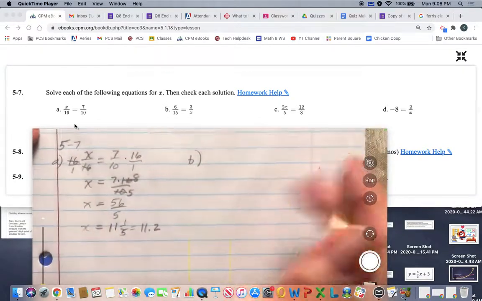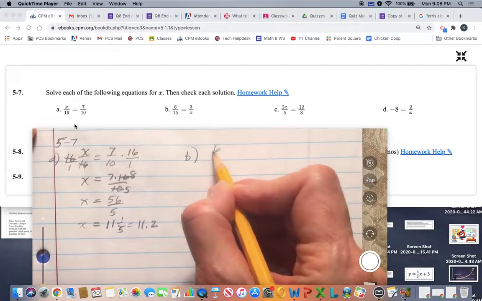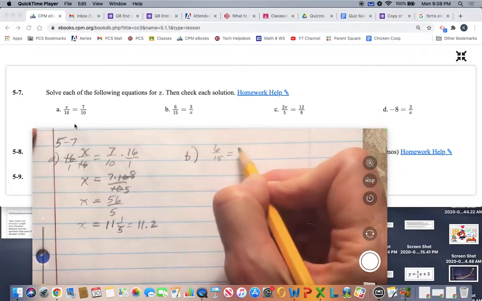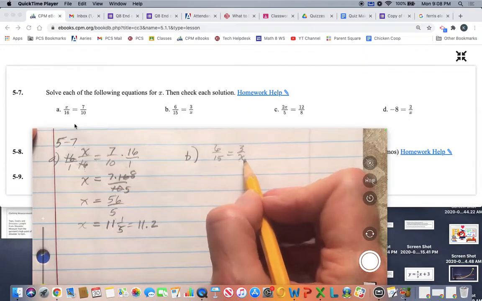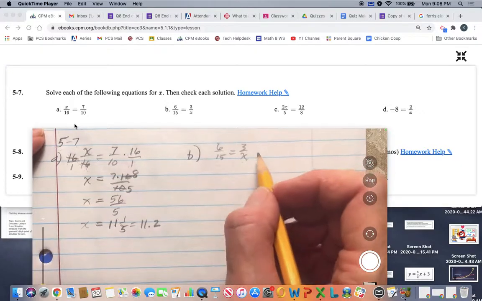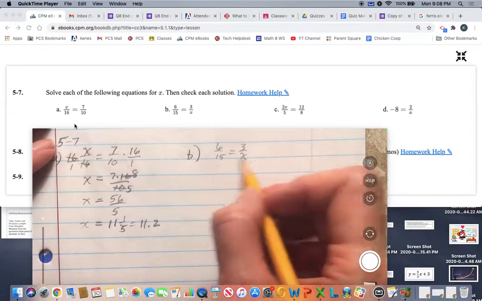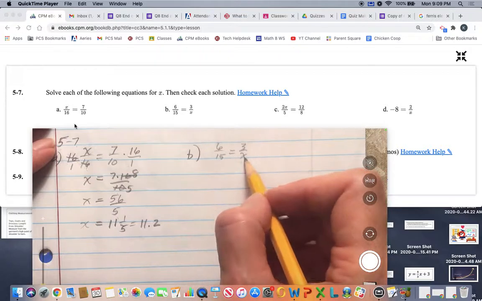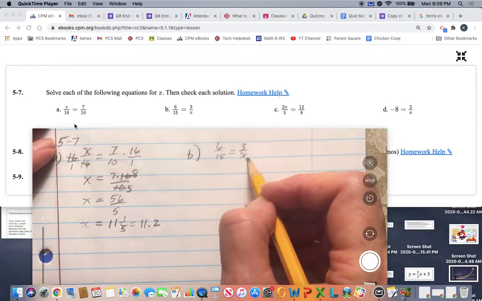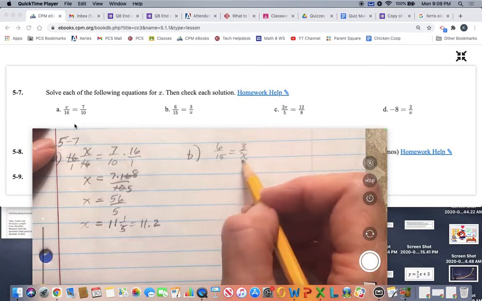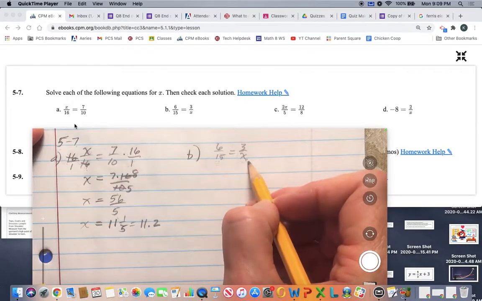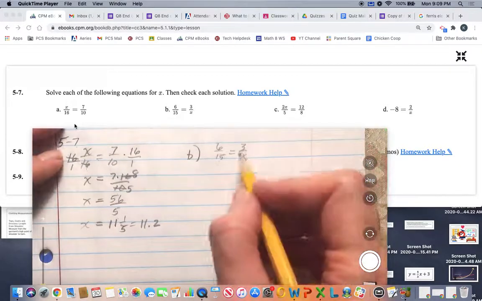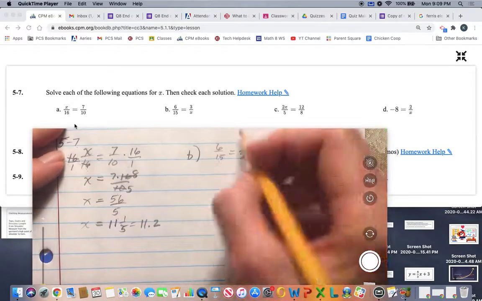And let's take a look at B too, which is 6 over 15 is equal to 3 over x. Okay, so this one's a little different because x is on the bottom. It's a denominator. So it's not as easy to undo this. So we're really looking for a common denominator for both of these fractions so that we can cancel and eliminate the denominator. And so the simplest way to do that is just to take these two and multiply them together.